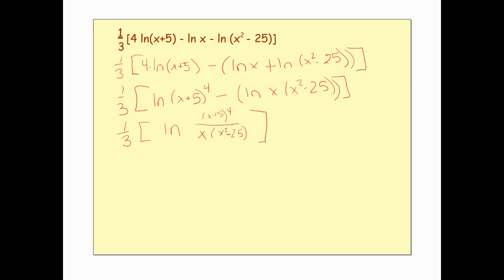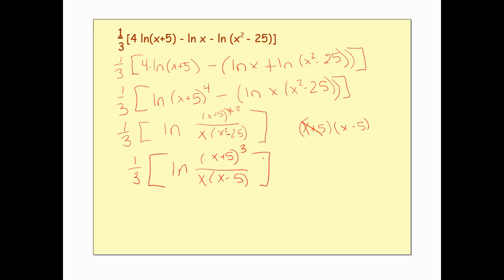If you want to keep this simplified, again, I said this is a more challenging problem. I'm going to notice that x squared minus 25 is x plus 5 times x minus 5. So I'm going to simplify by canceling out one of these for each. So I end up with a natural log of (x plus 5) now to the 3rd power, because I removed one of the x plus 5's, over x times (x minus 5).